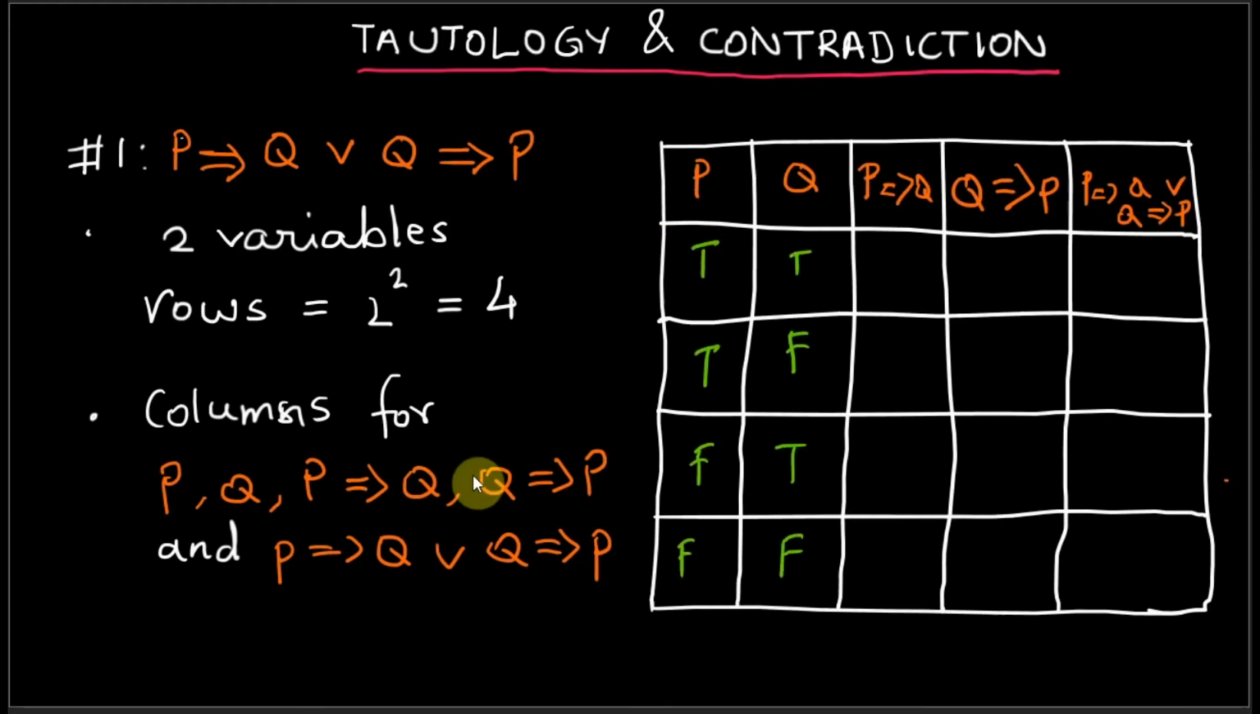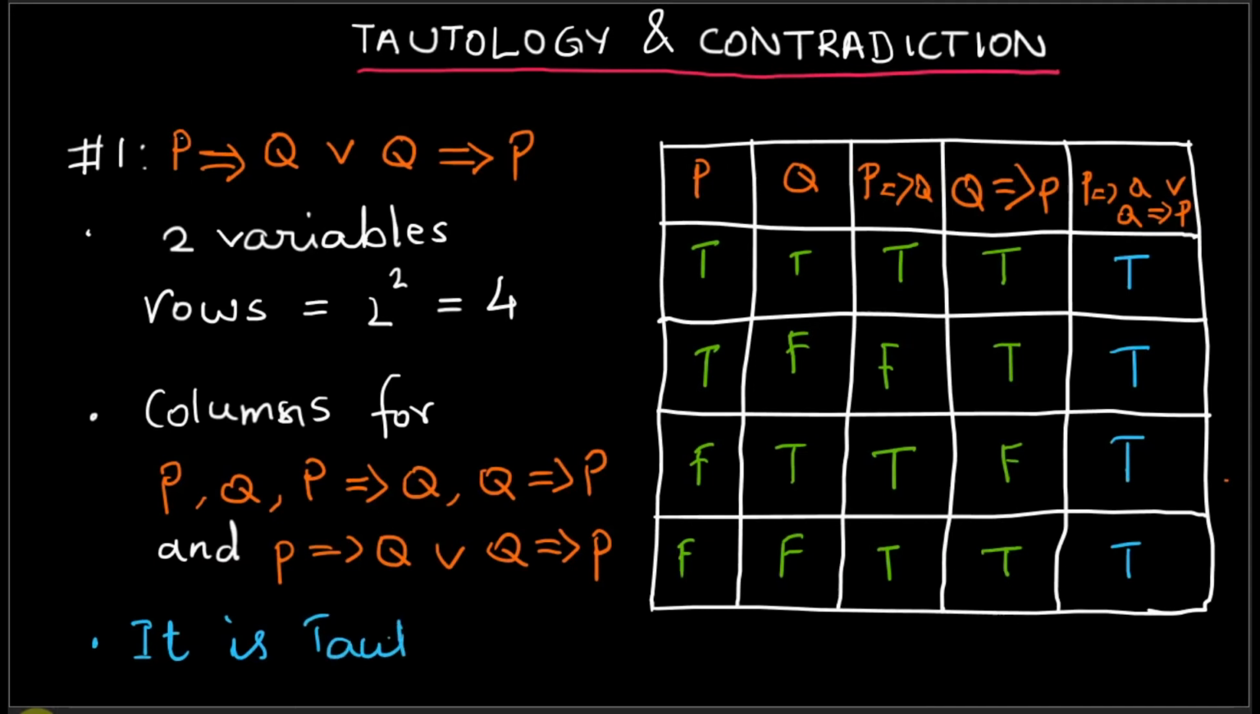Enter values for P implies Q, where the only entry that is false is when P is true and Q is false. Similarly, enter truth values for Q implies P. Finally, evaluate the original compound statement P implies Q or Q implies P. It is a tautology because all entries are true.